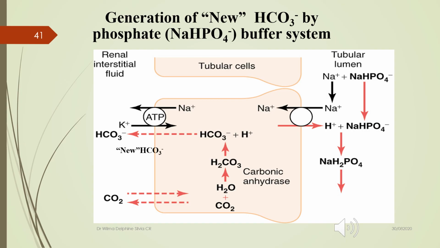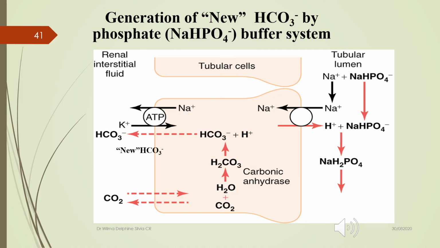Excess of hydrogen ions cannot be excreted by combining with bicarbonate. The excess hydrogen ions must therefore combine with non-bicarbonate buffers in the tubular fluid. Hence, we require the other two buffer systems in the renal tubules. So that is the phosphate buffer system and the ammonia buffer system.